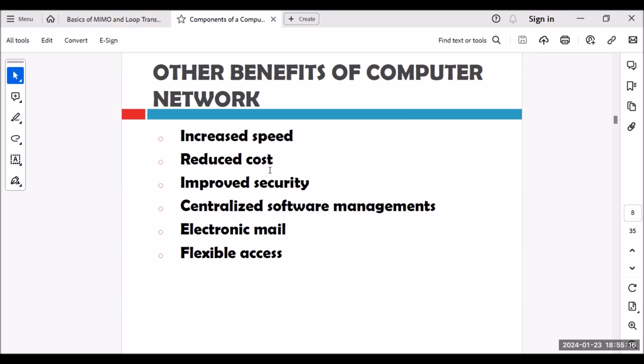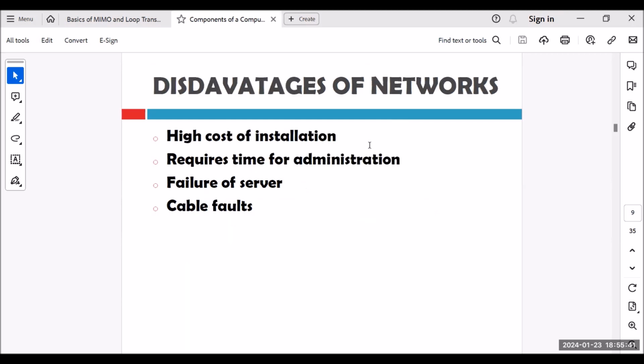The other point is the reduced cost. Obviously, if you have networking, if you have spent some money on one good system, and that good system can be used by a number of other users, obviously you're reducing the cost. You have improved security. You have centralized software management, electronic mail, and flexible access. Obviously, these are quite obvious benefits of a computer network.